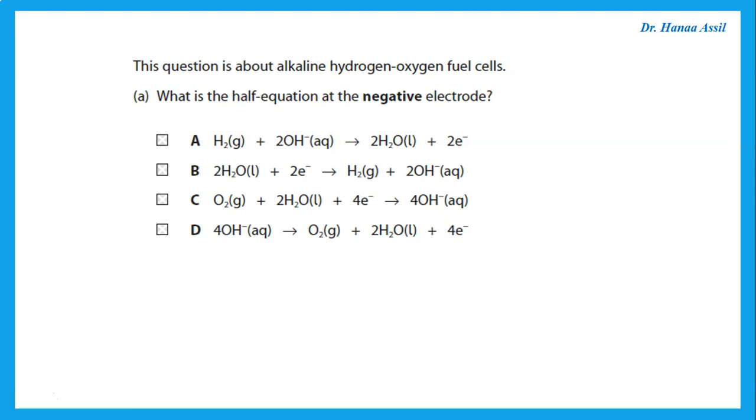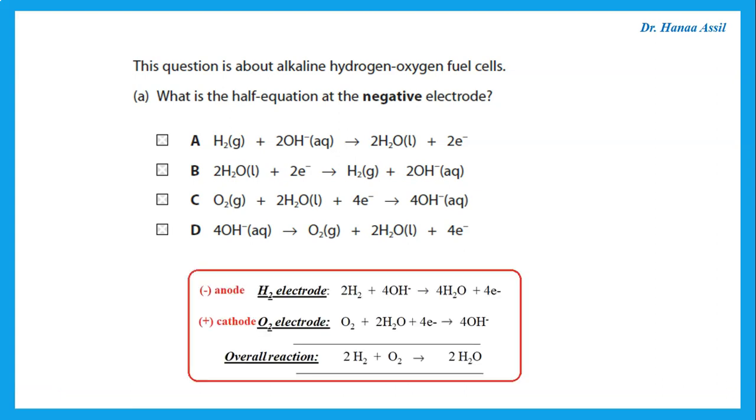Again, I want you to remember that the hydrogen-oxygen fuel cell may either be alkaline or acidic. So these are the equations for the alkaline in presence of OH minus. So the half equation at the negative electrode, remember we said the negative electrode is the anode. This is where the hydrogen reacts to give water.